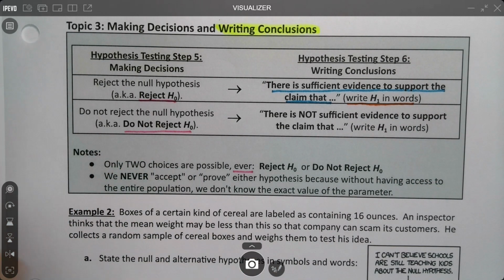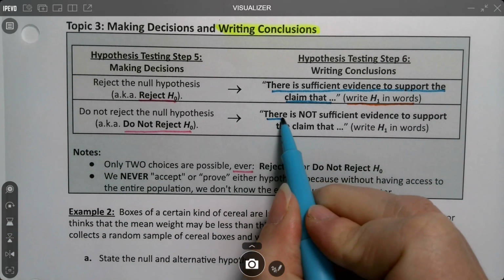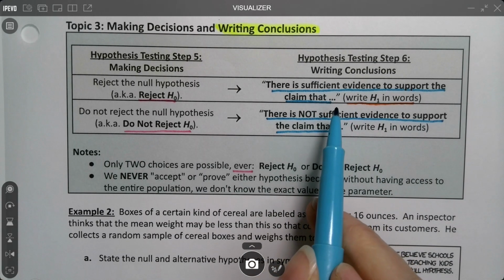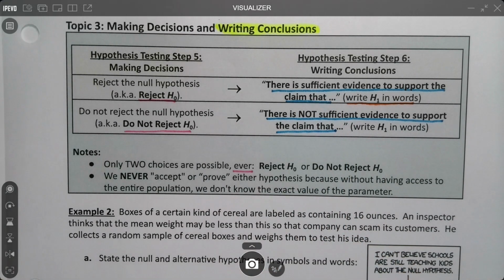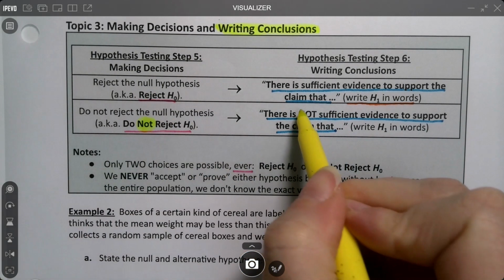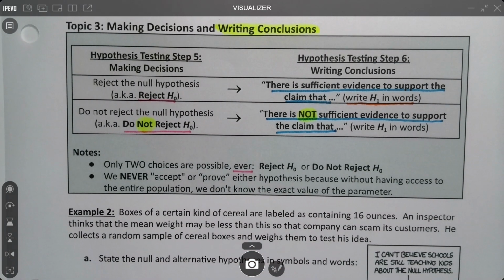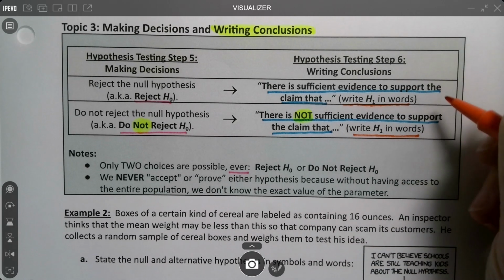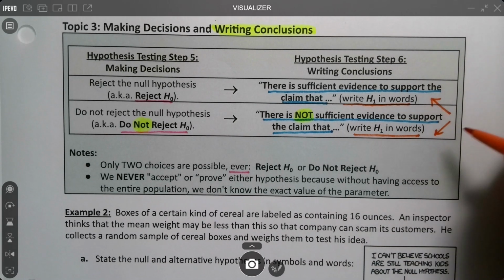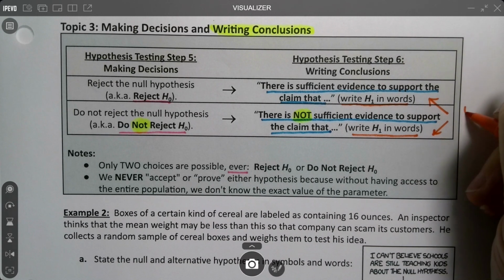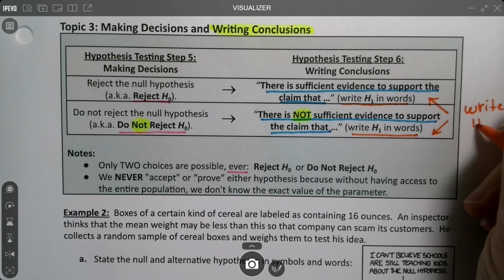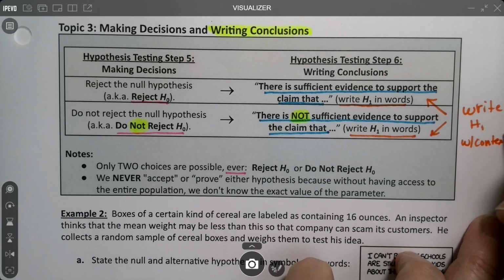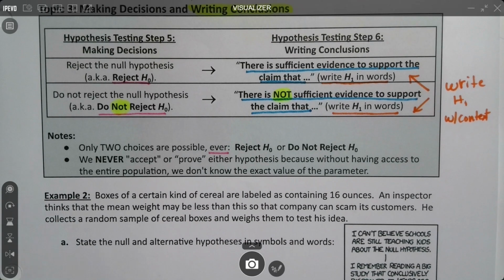Now, if you do not reject H0, then you will write there is not sufficient evidence to support the claim that. They're the exact same phrase. It's just that do not reject goes with there is not sufficient evidence. And then you write what your H1 is in words. H1 is your alternative hypothesis. So you write your H1 with context. That context is important.